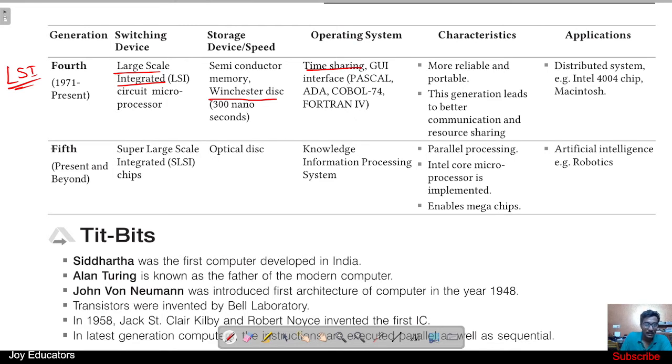Finally, the present and beyond, they are using SLSI, which is called super large scale integrated chips. So remember this: LSI means large scale integrated chips, and SLSI means super large scale integrated chips. And this is super advanced, and there will be the Intel Core microprocessor, and there will also be AI, which is called artificial intelligence.